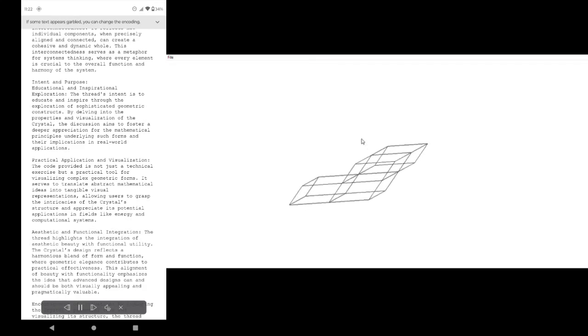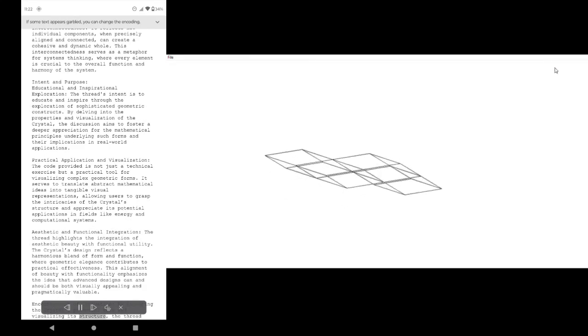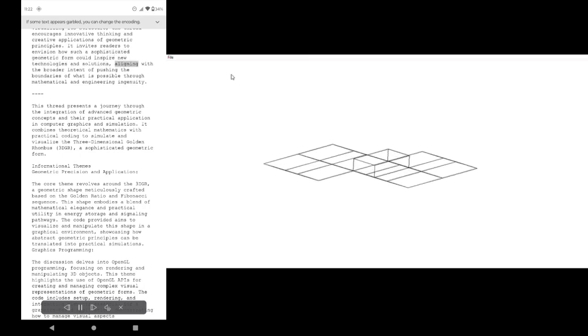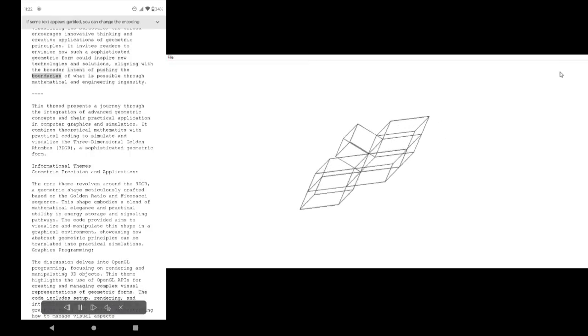Encouragement of innovation. By exploring the crystal's potential uses and visualizing its structure, the thread encourages innovative thinking and creative applications of geometric principles. It invites readers to envision how such a sophisticated geometric form could inspire new technologies and solutions, aligning with the broader intent of pushing the boundaries of what is possible through mathematical and engineering ingenuity.